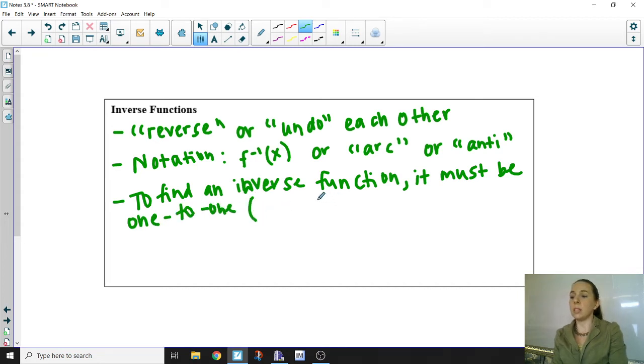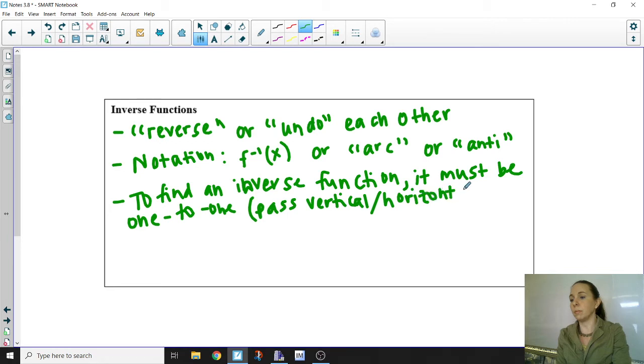And one-to-one means that whatever graph you're looking at of whatever function you're dealing with, it has to pass both the vertical line test and a horizontal line test, meaning if you draw a vertical line through your graph, it only touches at one point, and if you draw a horizontal line through your graph, it only touches at one point. Okay, so again, it has to pass the vertical line test and the horizontal line test. And so this might mean that your domain may need restricted.